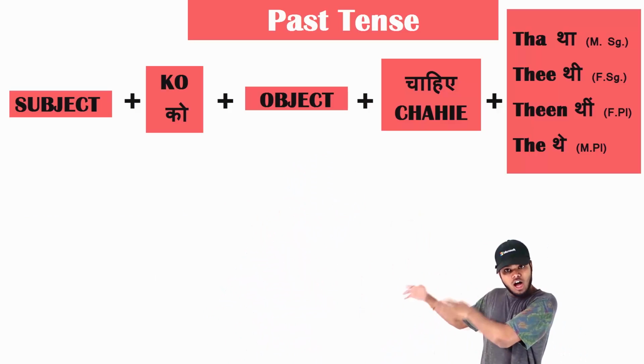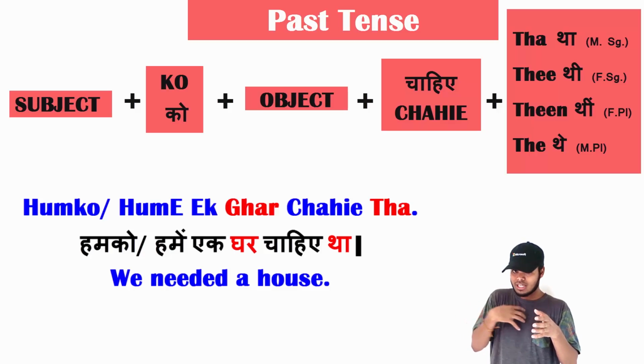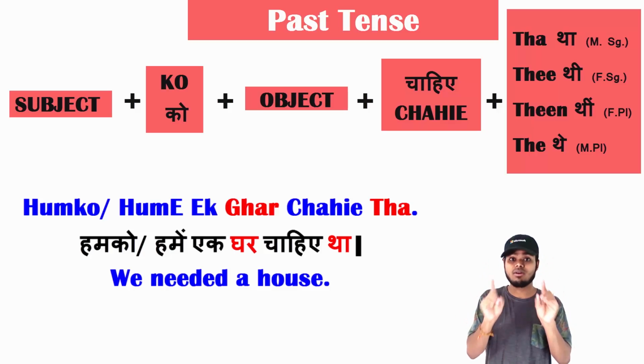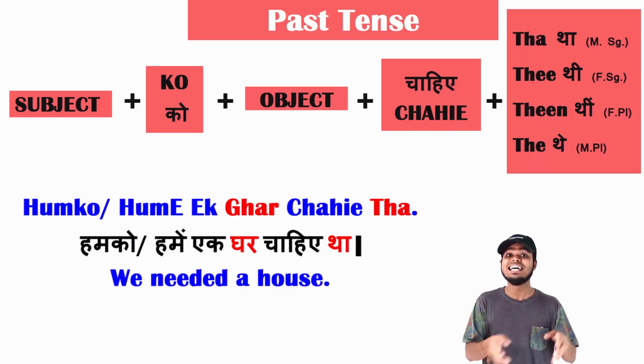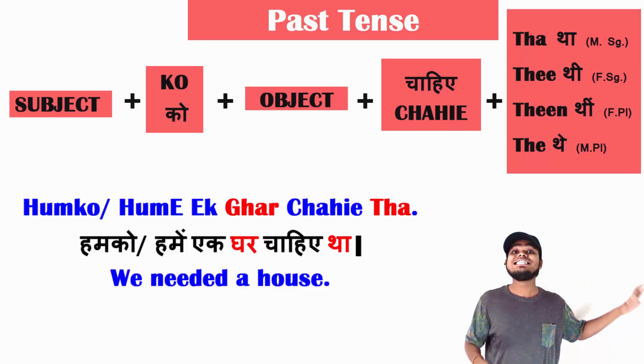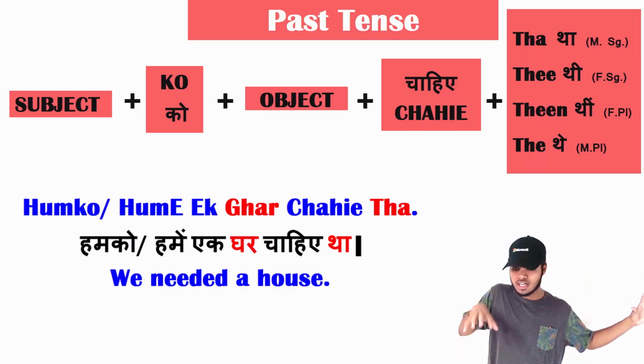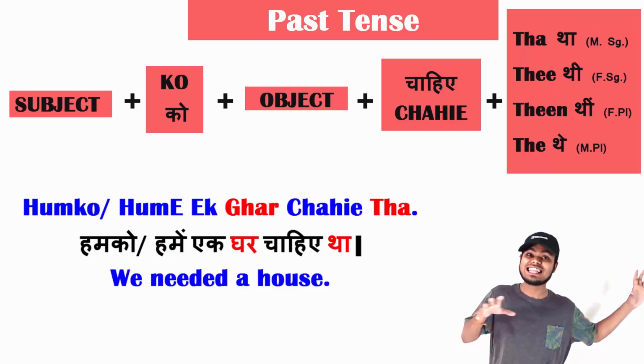Okay? So हमको एक घर, हमको to us एक घर. So घर, one house, is masculine. एक घर चाहिए. So ghar is the object. This whole sentence is ruled by the object. So chahiye masculine, chahiye tha, because ghar is masculine. Chahiye tha.